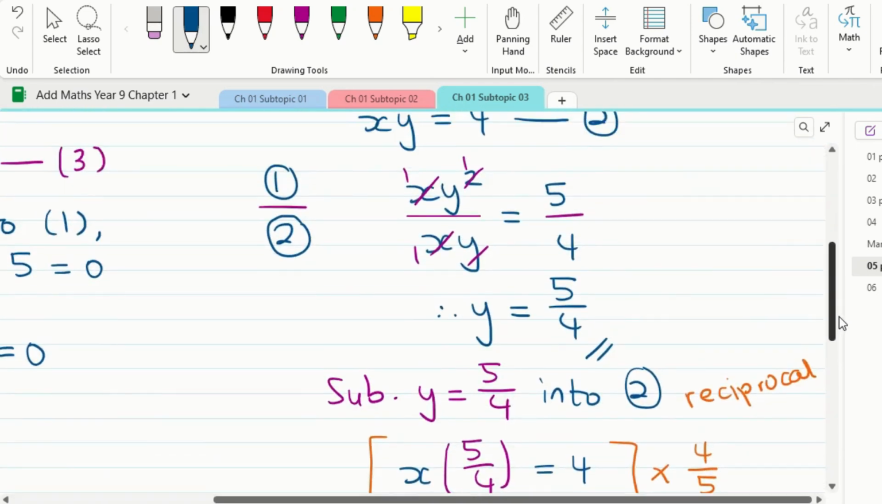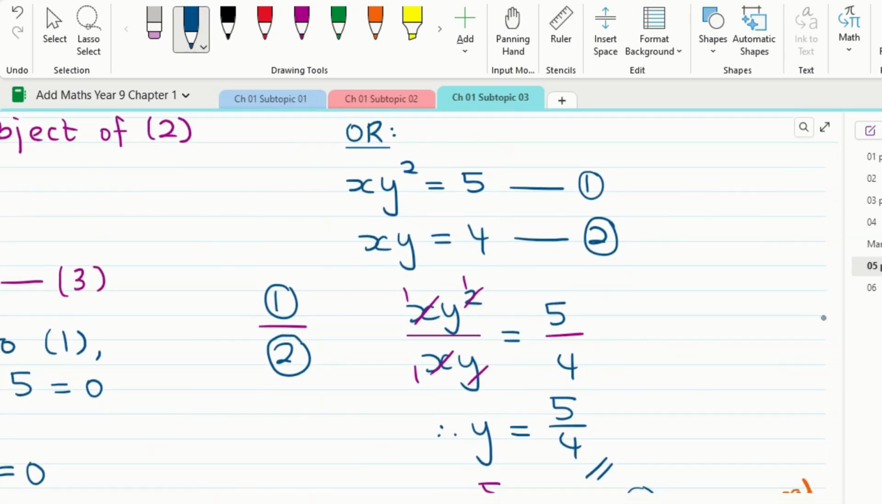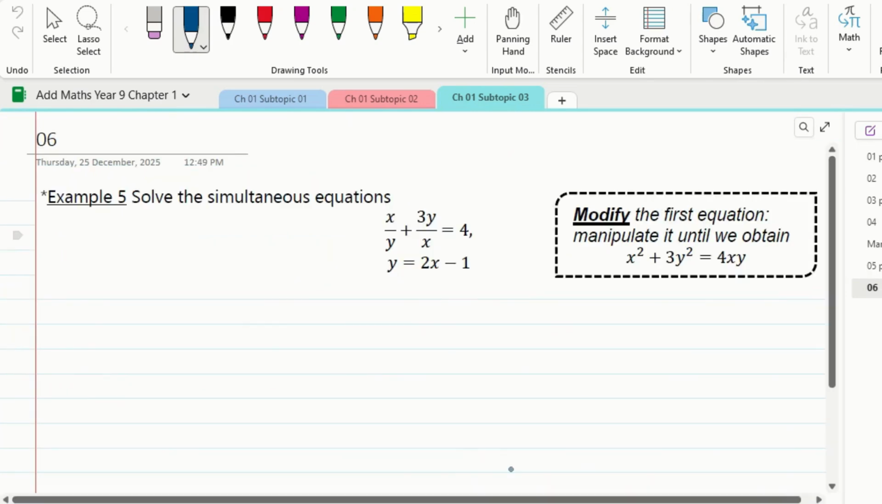You can copy this down and take note. You might need this in the future. Alright, let's move on to the final example.